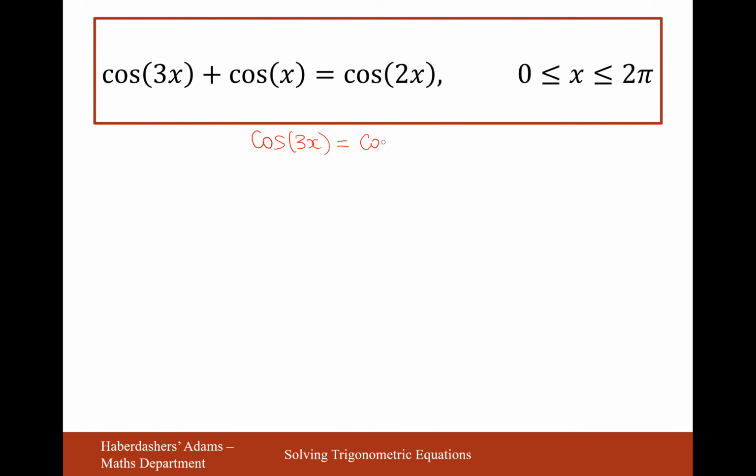So that's going to be cos(2x plus x), in which case that's going to be cos 2x cos x minus, because it is a minus in the angle addition formulae, sin 2x sin x. So let's expand both of these.